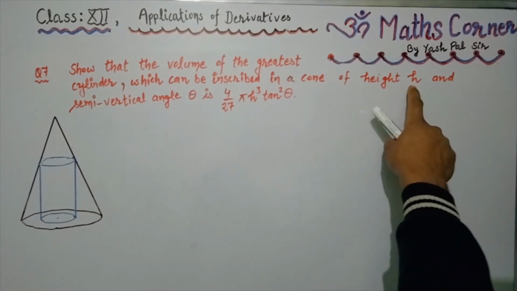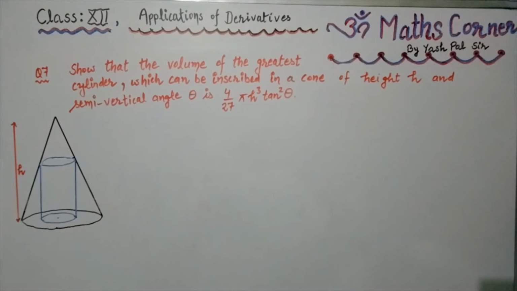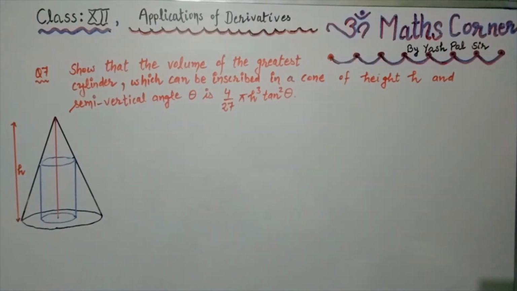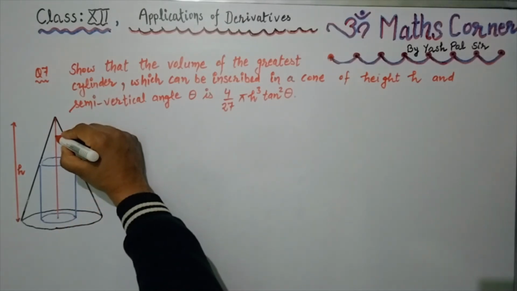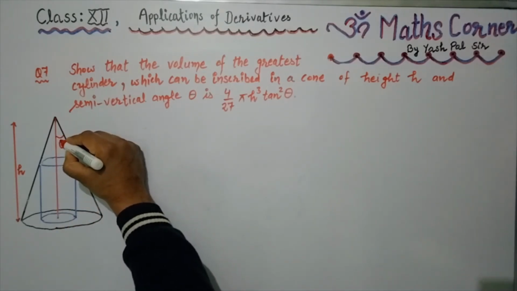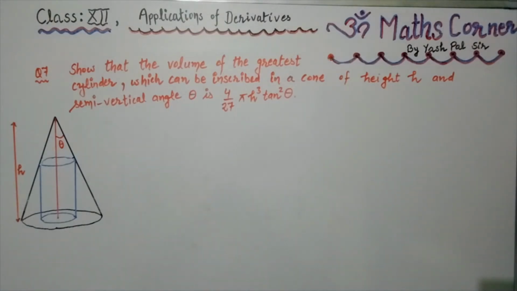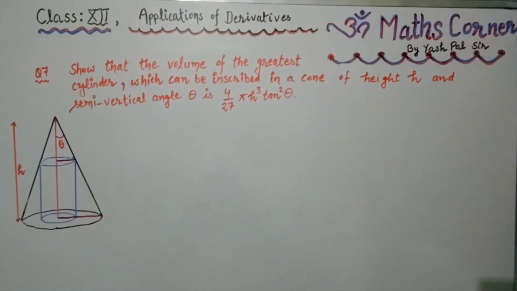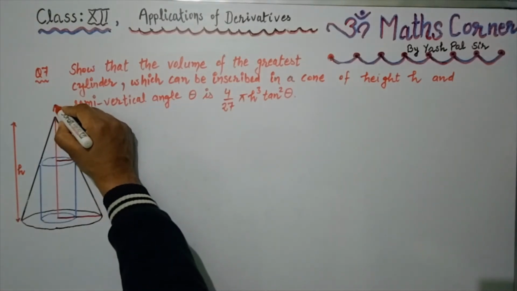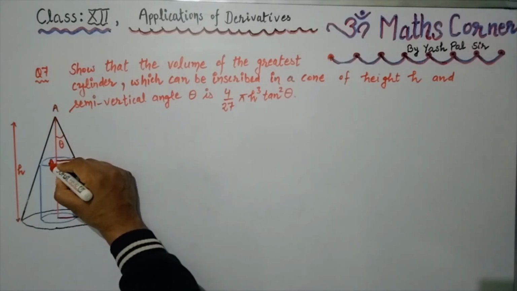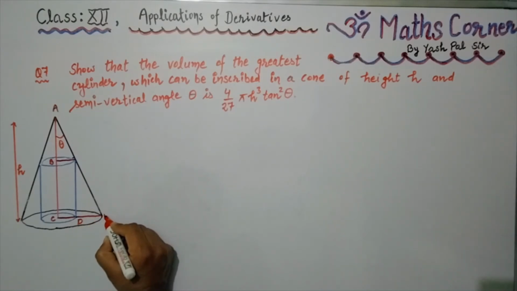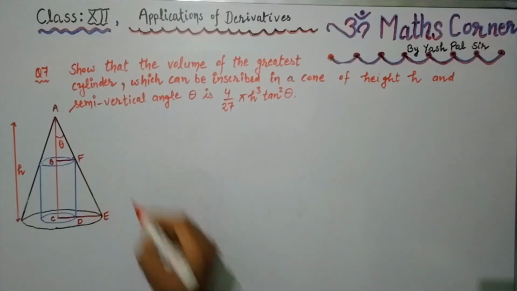Height of the cone is h. This is given, that is, this is constant. H height is constant. Semi-vertical angle theta is also given, so this is also constant. This angle is theta, and this is called the semi-vertical angle. Now we join this side and this like this. Now we name these as A, B, C, D, E, F.